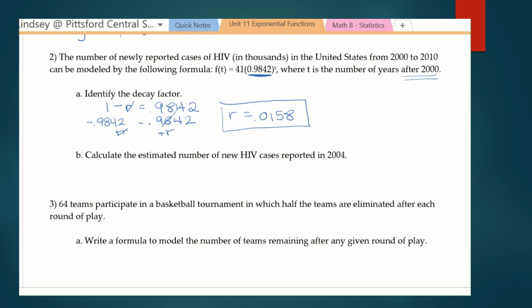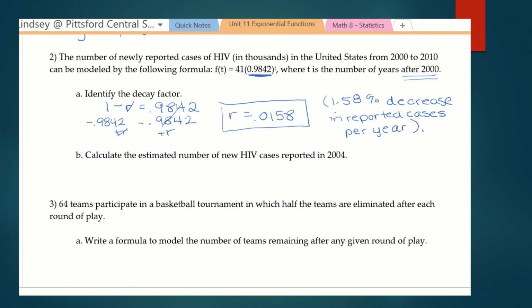So here's our decay factor, and if you think about it, what this means is, if we turn this into a percent, if we move the decimal point 2 to the right, or multiply by 100, there's a 1.58% decrease in reported cases per year. So just a good way for you to think about what that decay factor is telling us.